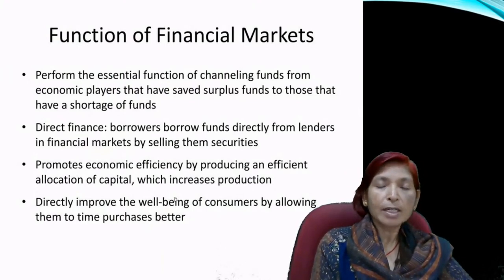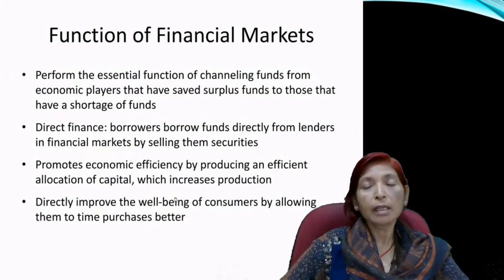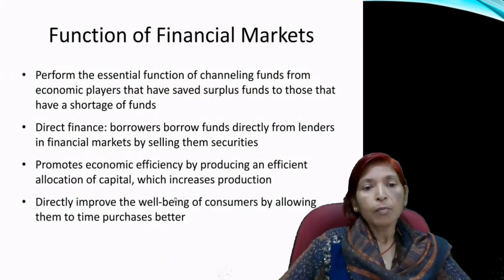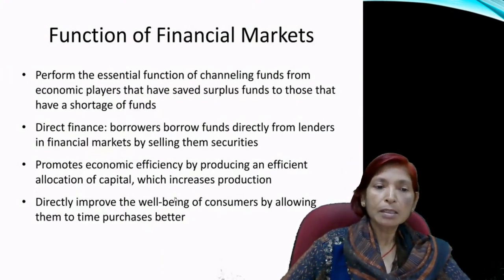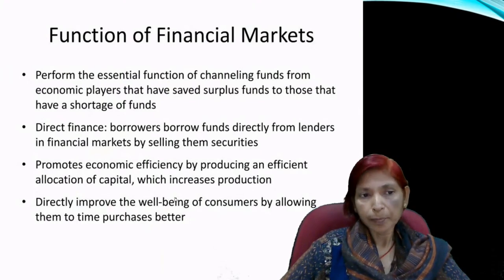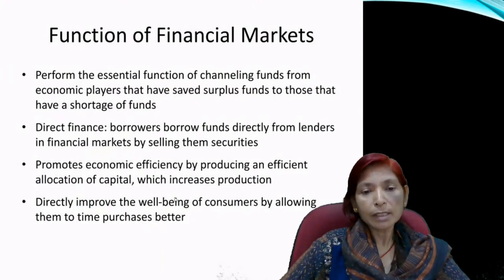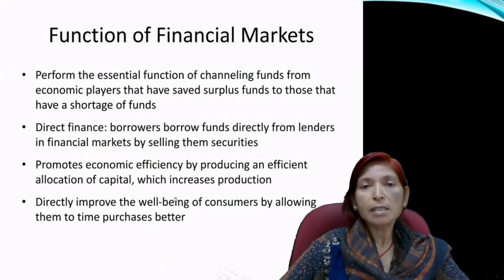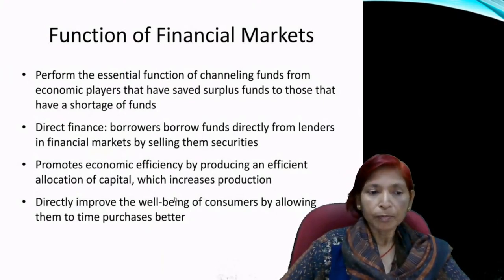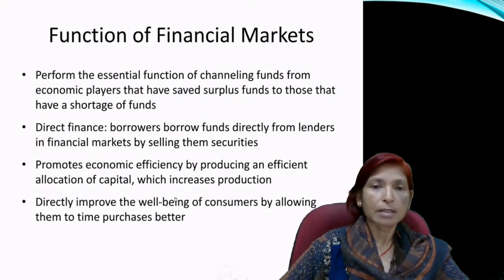In this case, funds can be mobilized, funds can be fully utilized. Next is, in case of deficit finance, borrowers can borrow funds directly from lenders in financial market by selling them securities. And financial market promotes economic efficiency by producing an efficient allocation of capital, which increases production level, and it directly improves the well-being of the consumers by allowing them to time purchases better.